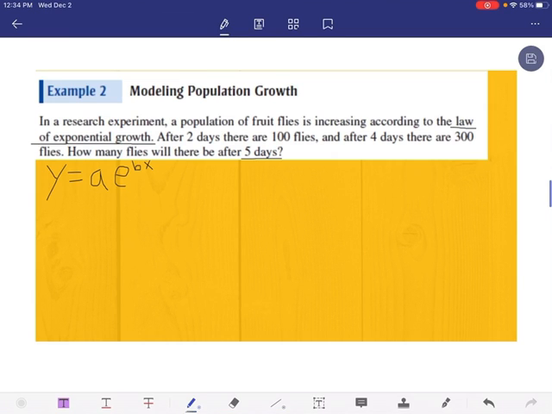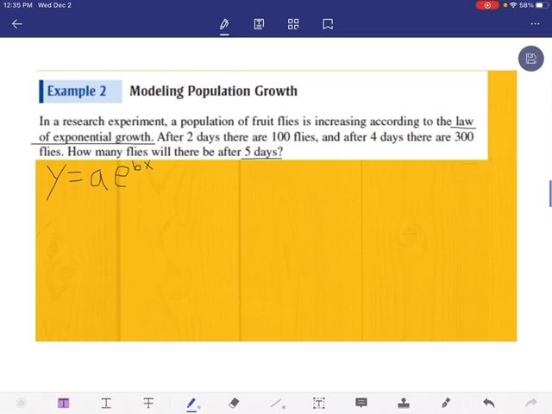And before, remember I told you that either they're going to give you your constants or they're going to give you enough information to find your constants. So in this case, they give us 2 instances. So 2 days there are 100 flies, and 4 days there are 300 flies. So we're going to use those 2 cases and plug in those values for x and y. And then we will have 2 equations with 2 variables, a and b. And so we'll have a system of equations that we're then able to solve for a and b. So let's go ahead and plug those information in.